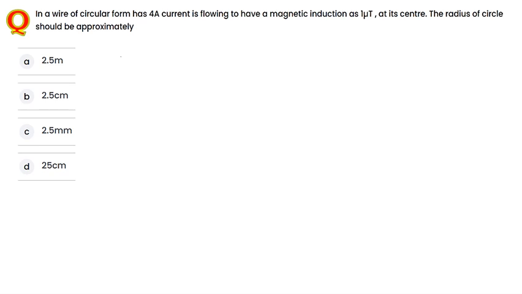For this case, B is equal to mu naught I. What they have given here is a circular form, the number of coils. They didn't mention the number of coils, so for a circular form wire, N here is 1, and B is mu naught I divided by 2 into R. They have given the I value and the B value. The B value is 1 into 10 power minus 6 Tesla. The mu naught value is 4 pi into 10 power minus 7, and the current given is 4 ampere, divided by 2 into radius. That's what we are going to find.